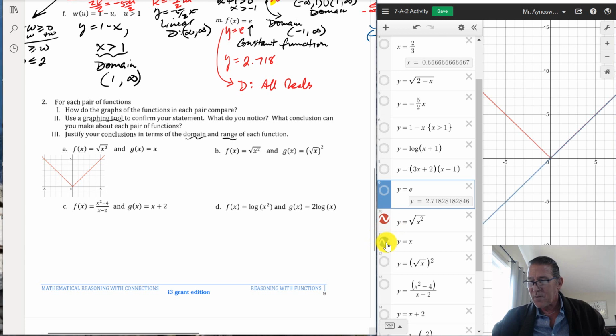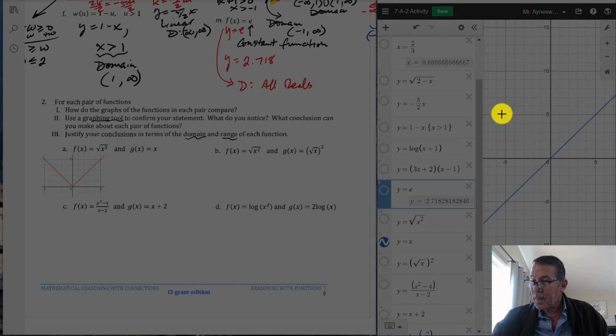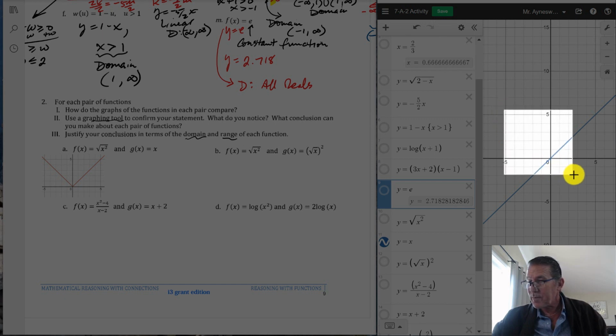Now the next graph is y equals x. I'm going to turn off the first one, keep on the second one, and notice it's just a line. y equals x is a linear function. It's a very simple function. It's just a simple linear function.